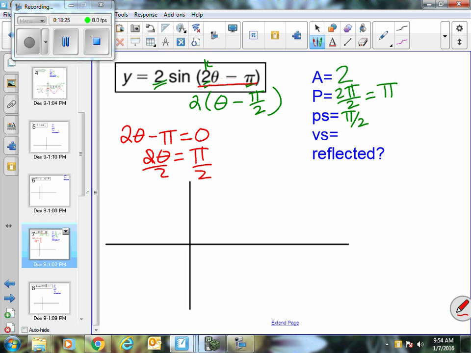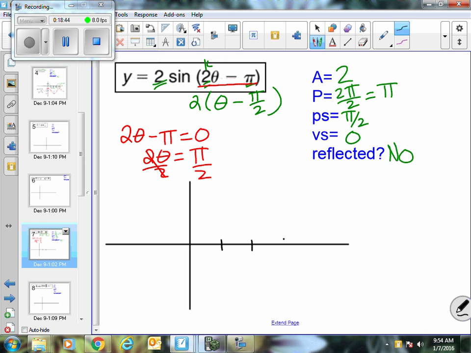Well, it's pi over 2. So if that's an easier way for you to think of it, just set it equal to 0 and solve. What is that shift from 0? Okay, does this one have a vertical shift? Nope, there's nothing added or subtracted. Not reflected again because there's no negative out front of that sine. So I know that there's no reflection.